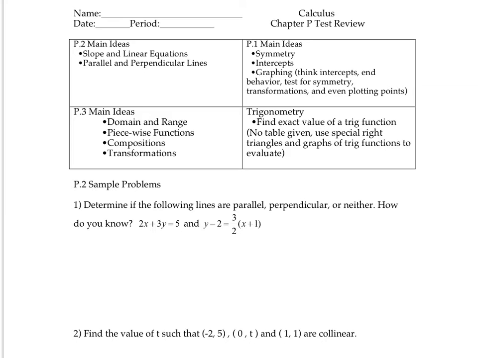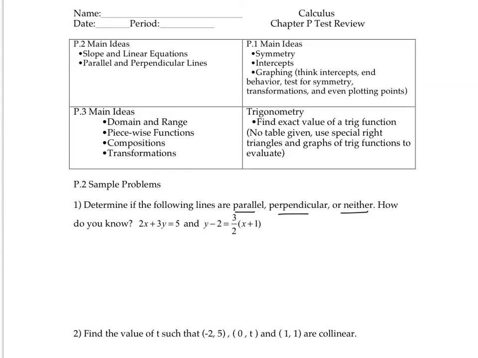All right, so starting with the main ideas from section P2, we had slope and writing equations of lines, and so you need to know that the slopes of parallel lines are congruent and the slopes of perpendicular lines are negative reciprocals. So in our first question, it says determine if the lines are parallel, perpendicular, or neither, and how do you know? So we're going to know by checking out the slopes.